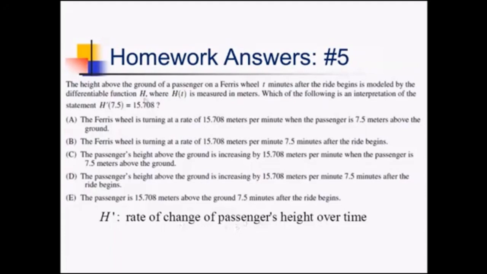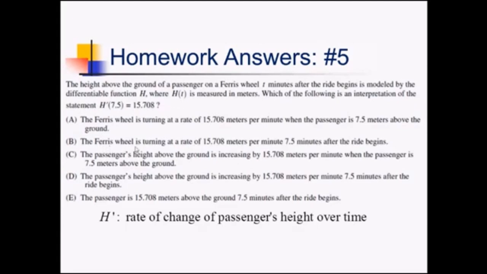So choice A, Ferris wheel is turning at a rate of so many meters per minute when the passenger is 7.5 meters above the ground. First off, we don't have anything telling us how fast this Ferris wheel is turning. We just have something telling us how the height is changing. So this already is kind of fishy. And then they're talking about 7.5 meters above the ground. Well, the input here is not meters, it's time. It's whatever the time is. What's the time here? Minutes. So choice A is bogus.